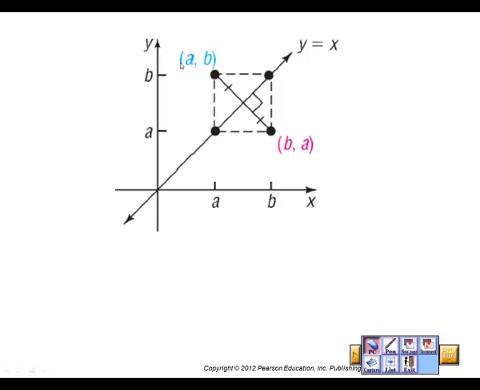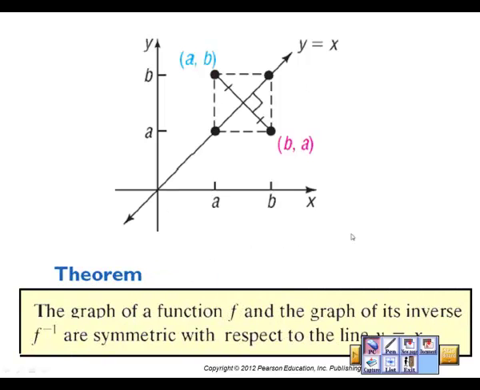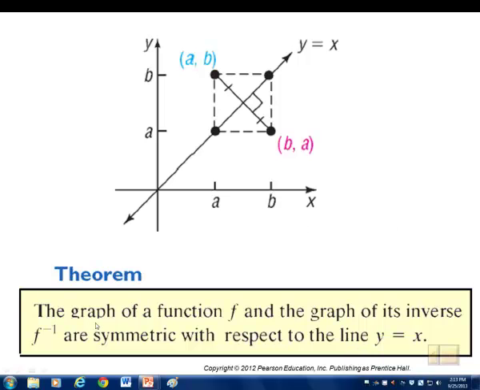Another is that whatever your coordinates are for your function, your inverse are going to be switched between the x and the y. So here we have a is x, and y is b. So we switch those two, and now for the inverse, x is now the b and y is now the a. And you're going to do that with all the points between the function and its inverse. Okay, the graph of f and the graph of the inverse of f are symmetric with respect to the y equals x line.